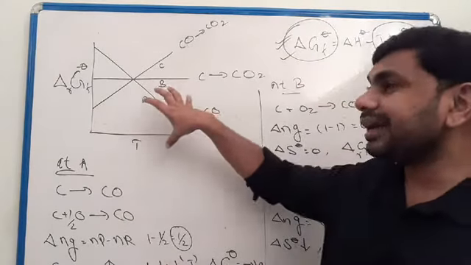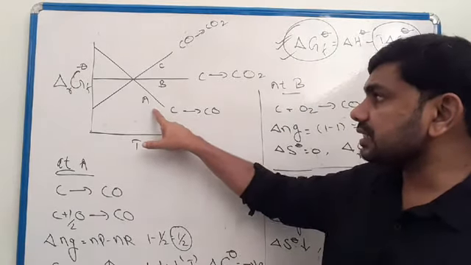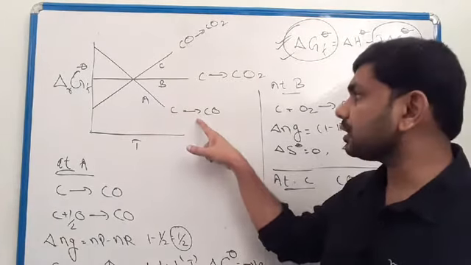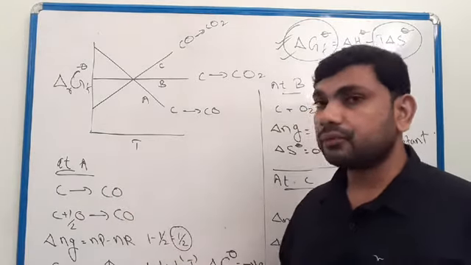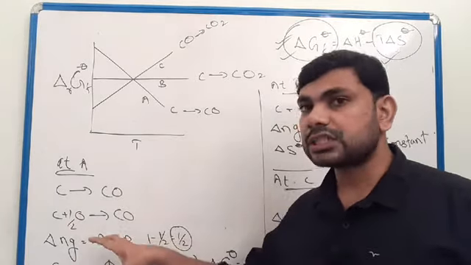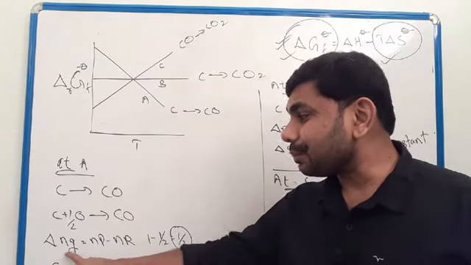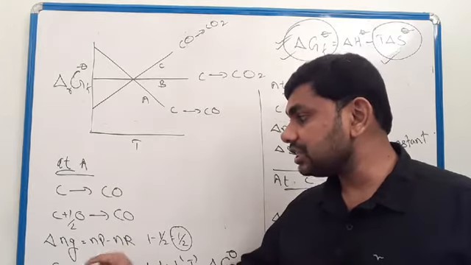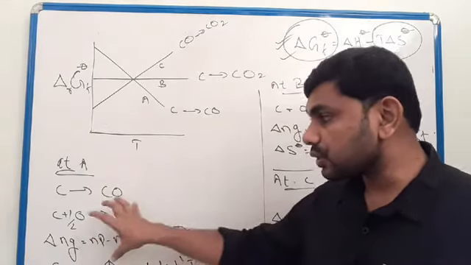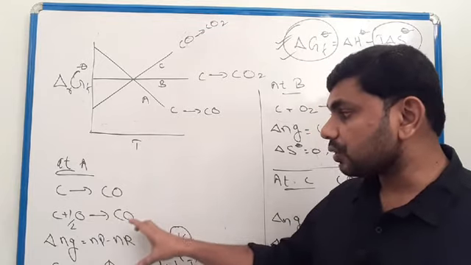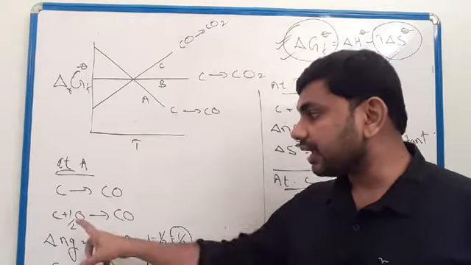This is one Ellingham diagram for three different chemical reactions. Look here, consider this line. Consider the first chemical reaction, carbon changing to carbon monoxide. We know carbon reacts with half oxygen, then it forms carbon monoxide. Here, delta Ng represents the change in number of moles of gas. Change in number of moles of gas means number of moles of gas on the product side minus number of moles of gas on the reactant side.